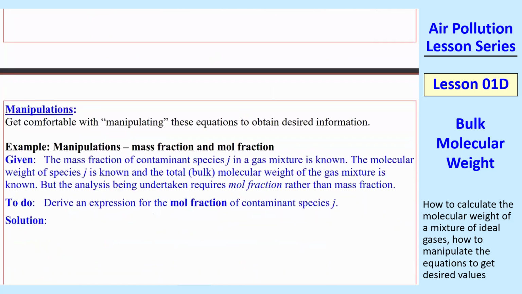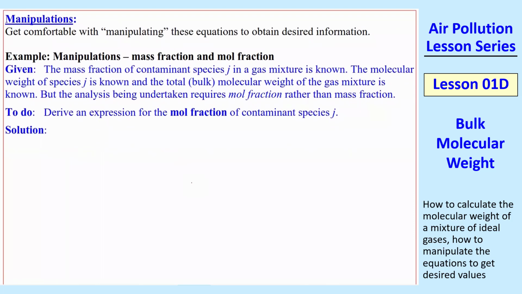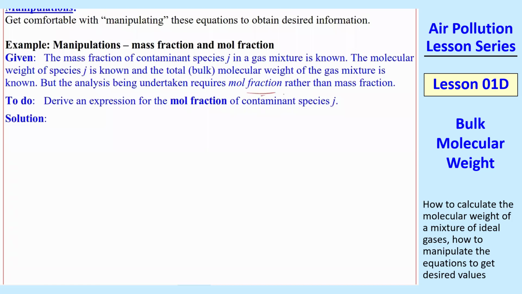Okay, so finally I want to do some manipulations, and what I mean by that is that sometimes we have certain variables like Y or mass fraction or mole fraction or number of moles, total number of moles. We have to manipulate some of these equations to get a desired variable that we're using in some analysis. So in this problem, the mass fraction of some species J is known, molecular weight is known, and the bulk molecular weight is known. But the analysis that we're undertaking here requires a mole fraction rather than a mass fraction. So we're going to have to derive an expression for mole fraction for this contaminant species J.